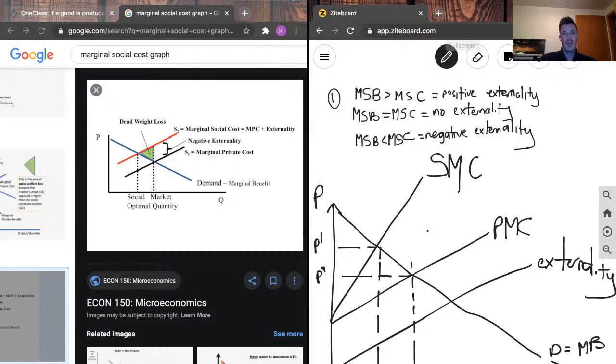So in this case, the deadweight loss would be this area here. And they get the same result, where the price rises and the quantity falls.